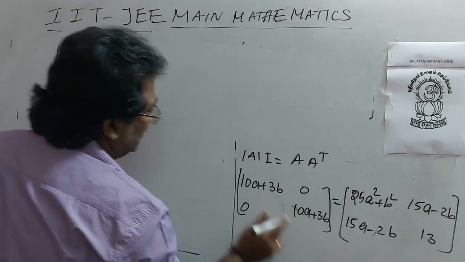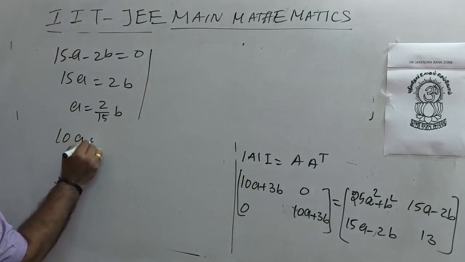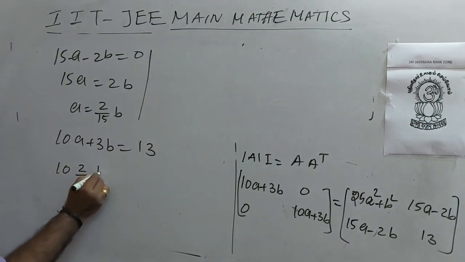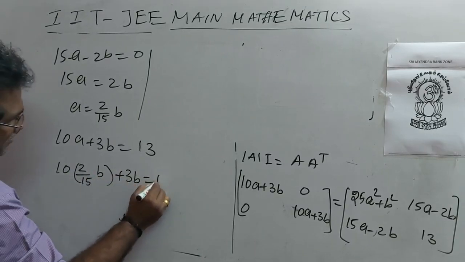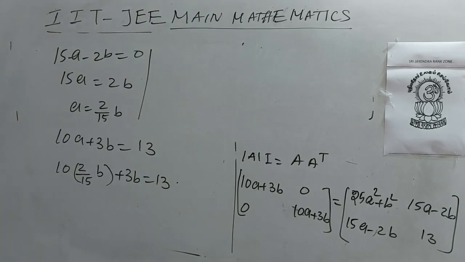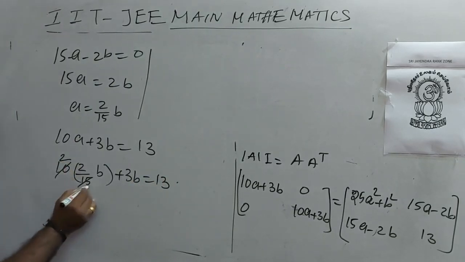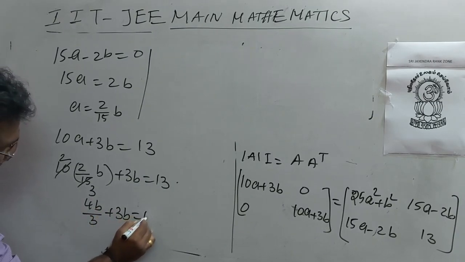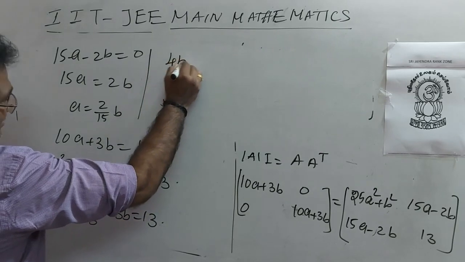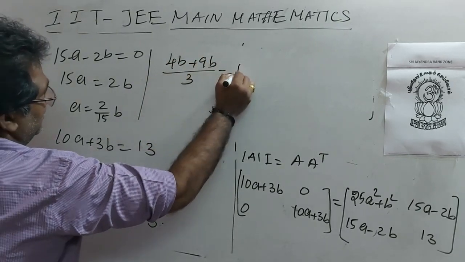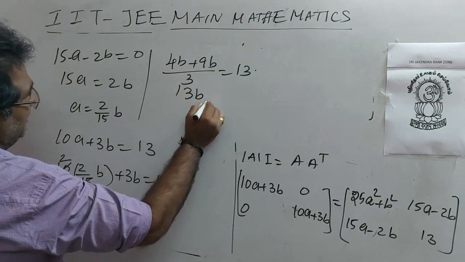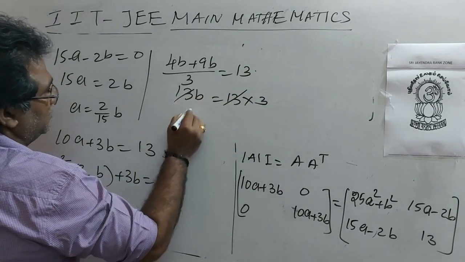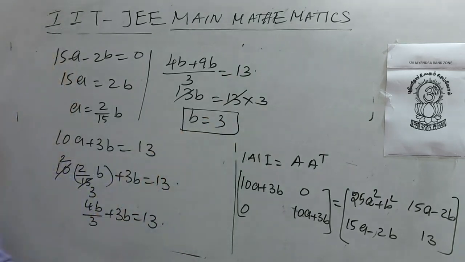Further, 10a plus 3b equal to 13. 10 into 2 by 15 b plus 3b equal to 13. 2 into 5 is 10, 3 into 15. 4b by 3 plus 3b equal to 13. 4b plus 9b by 3 equal to 13. 13b equal to 13 into 3. So b equal to 3.